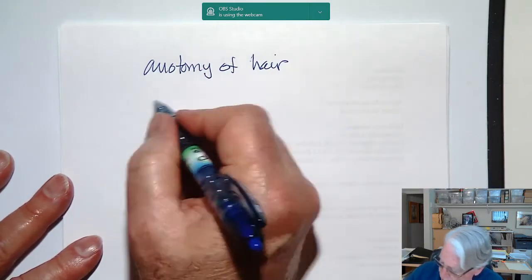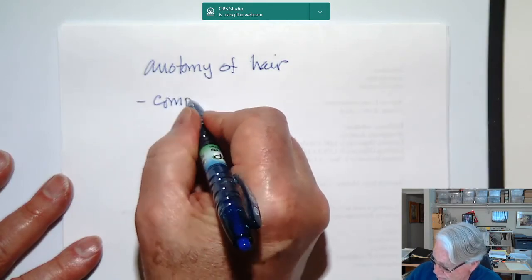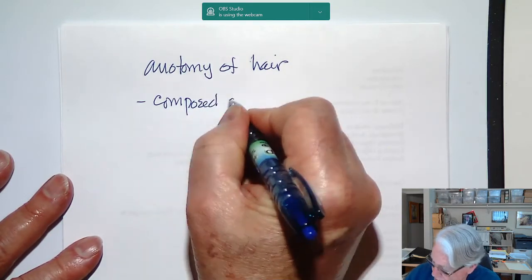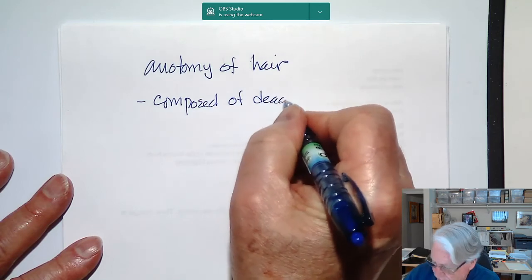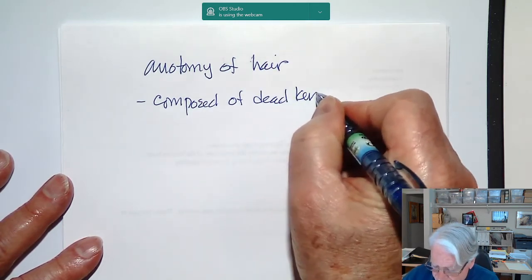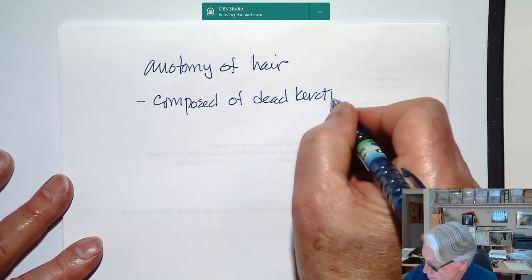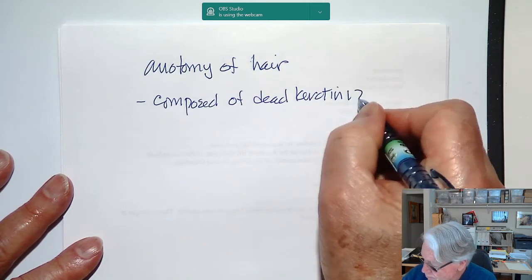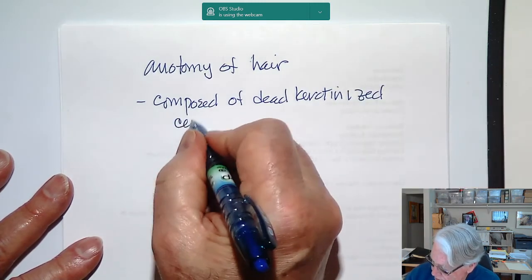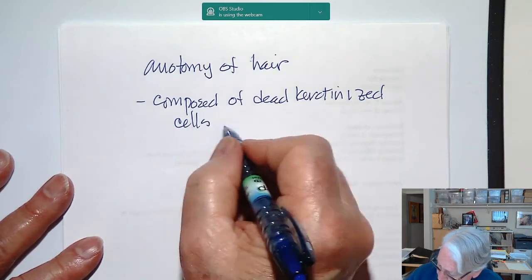Okay. And so it is composed of dead, keratinized cells, okay, that are welded together.